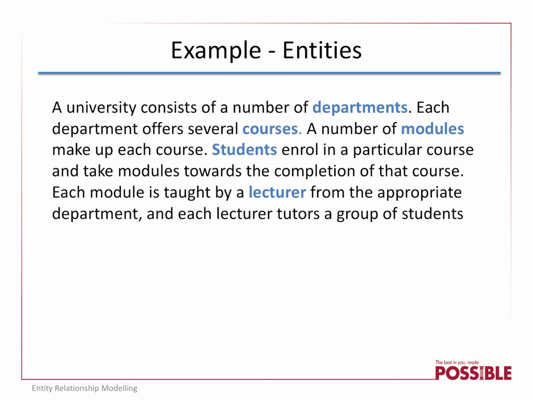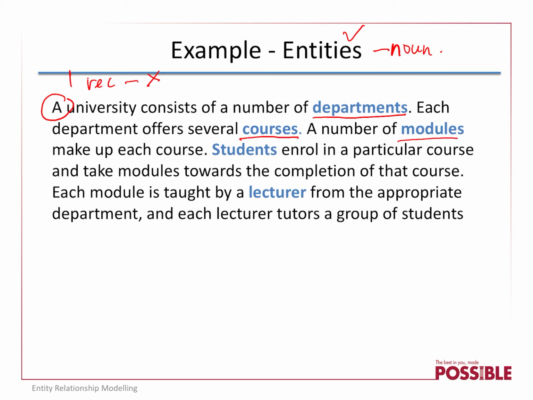So the first thing that you have to identify is entities. Remember, entities are nouns. A university consists of, remember, a university is one record, one university, so you do not need to create an entity for this university. A university consists of a number of departments, so you know one entity is departments, because you want to store information about departments. Each department offers several courses, so courses is one of the entities.